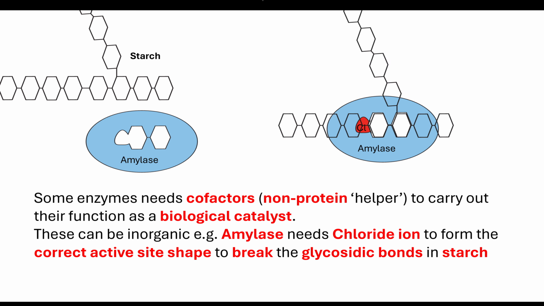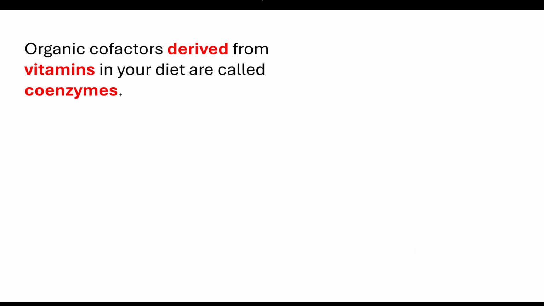So what we can see now is that the starch, because of the chloride ion being present in the amylase, now fits perfectly into the active site of that amylase enzyme. So we don't just have inorganic cofactors, we also have organic cofactors, and these organic cofactors are actually derived from your vitamins. So you need to take in your vitamins in your diet to ensure that you get these non-protein helpers, which are the organic kind, and we call them coenzymes.